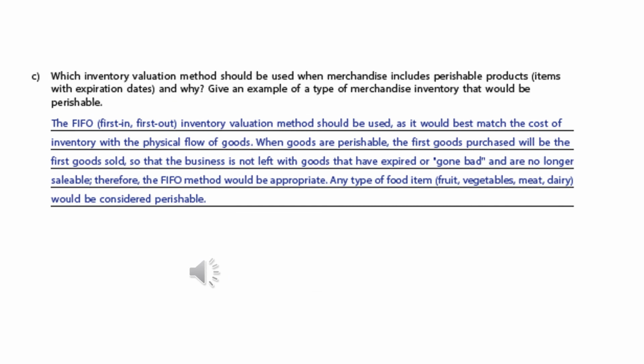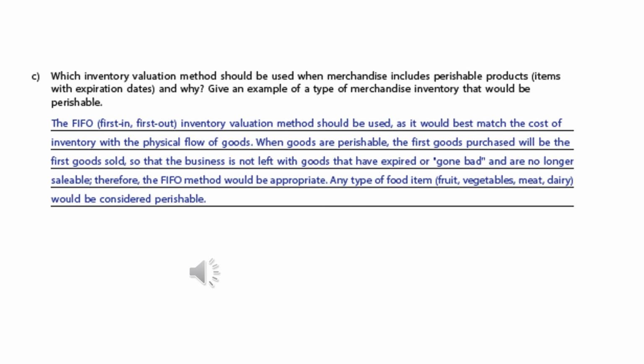The next part of this question asks us which inventory valuation method should be used when merchandise includes perishable products, otherwise known as items with expiry dates, and why. Give an example. So in this situation, we are recommending the first in, first out inventory valuation method should be used because it's the best match of inventory with the physical flow of the goods. The plan is, say it was a bunch of oranges. The idea is they want to sell the oldest oranges first because they're likely to rot otherwise.